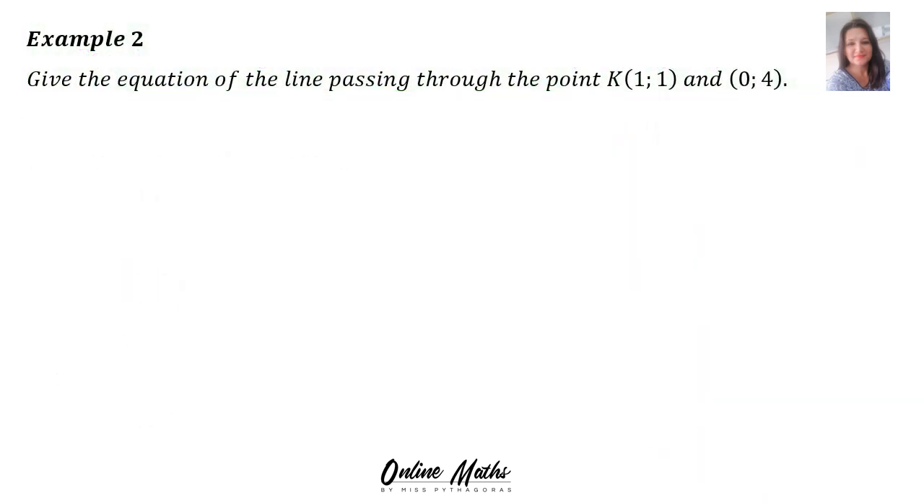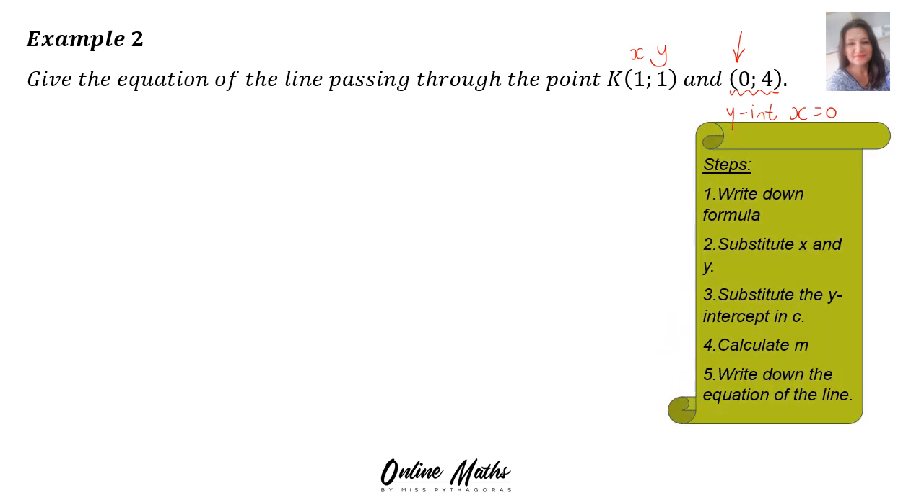Example 2. Give the equation of the line passing through the point K (1, 1) and (0, 4). Now I want to show you this other point (0, 4). This is in fact a y-intercept because the rule is, for the y-intercept we make x 0. So they were hiding the fact that it's indeed a y-intercept. You look for the x, and when your x is 0, you know it's a y-intercept. This other point K, you just deal with it as a normal point, in other words, an x and a y coordinate.